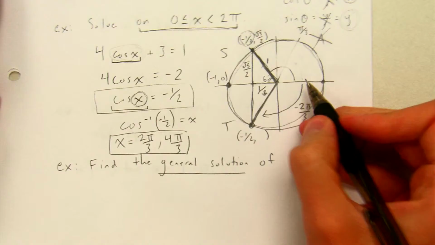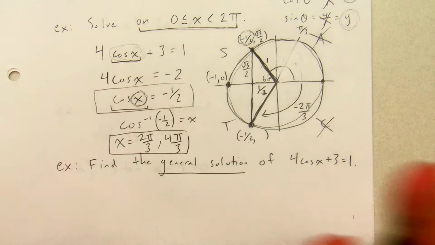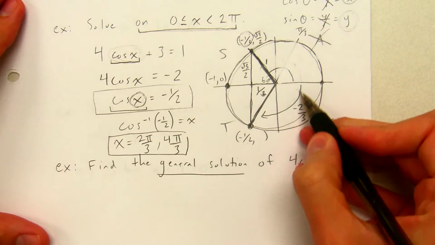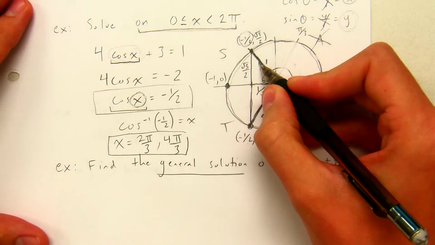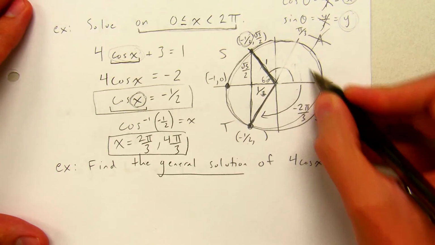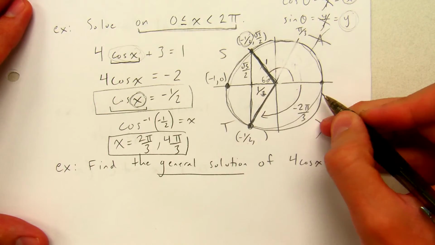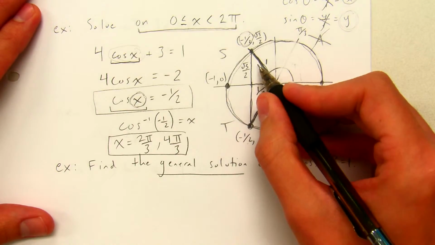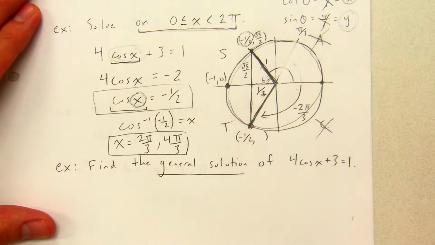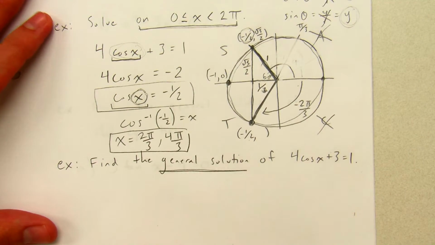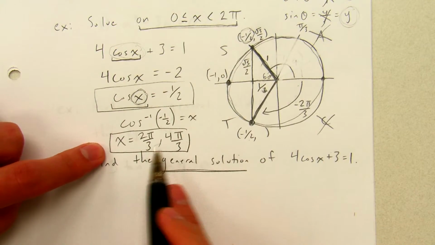But rather than just giving 2 pi over 3 and 4 pi over 3, I want to include every possible solution, including negative 2 pi over 3, negative 4 pi over 3, also 2 pi over 3 plus 2 pi, also 2 pi over 3 plus 2 pi plus 2 pi again. Any multiple of 2 pi will bring me back to the same place I started because 2 pi is once around the circle. So when I give my general solution, I would have to go through all these steps that I just did, but I wouldn't stop here at x equals 2 pi over 3 and 4 pi over 3.